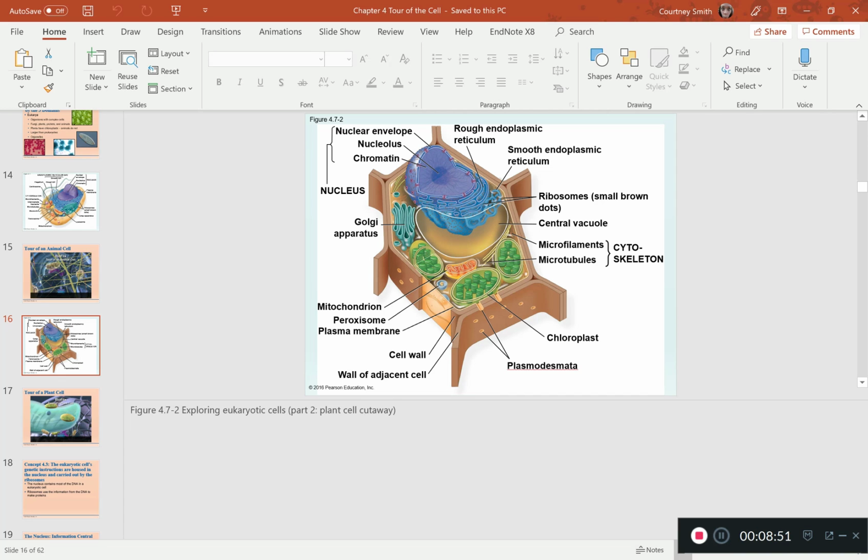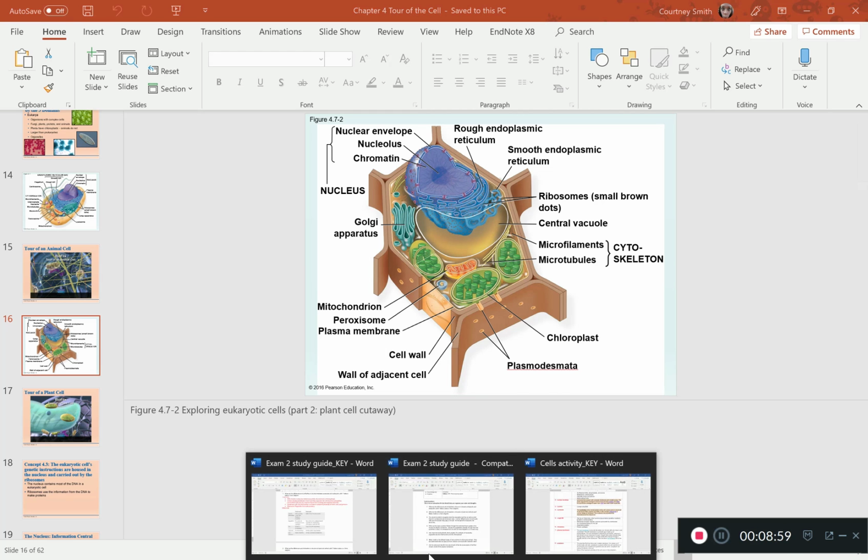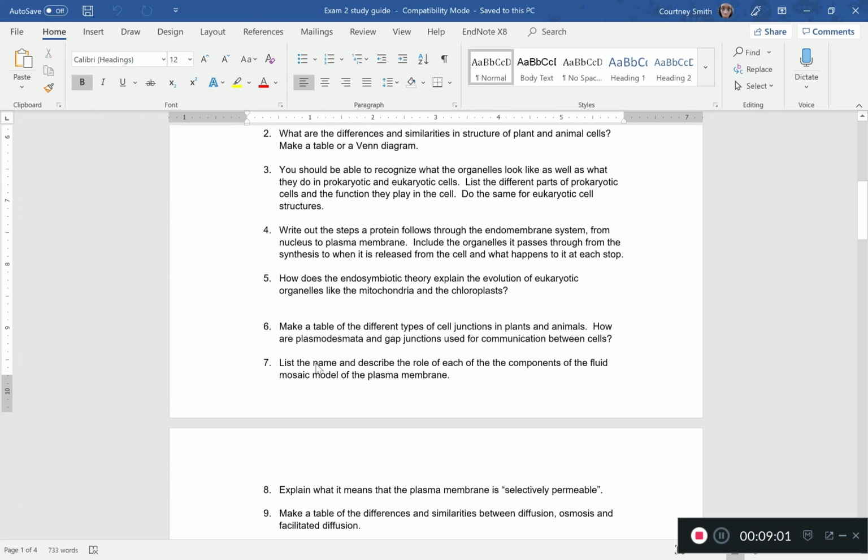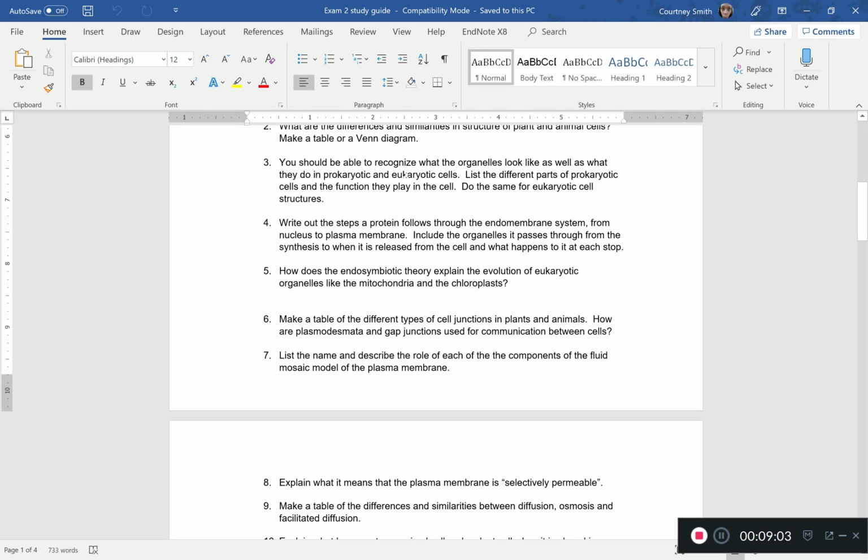Okay, so next what I want you to do is be able to recognize the organelles. So we've actually already dabbled on that. So number 3, we kind of already touched base on it. It's talking about what the functions are. Sorry guys, I should probably scroll up for number 3. So number 3 is talking about the functions and the organelles. So we've already touched base on that. So let's go ahead and move on to number 4.